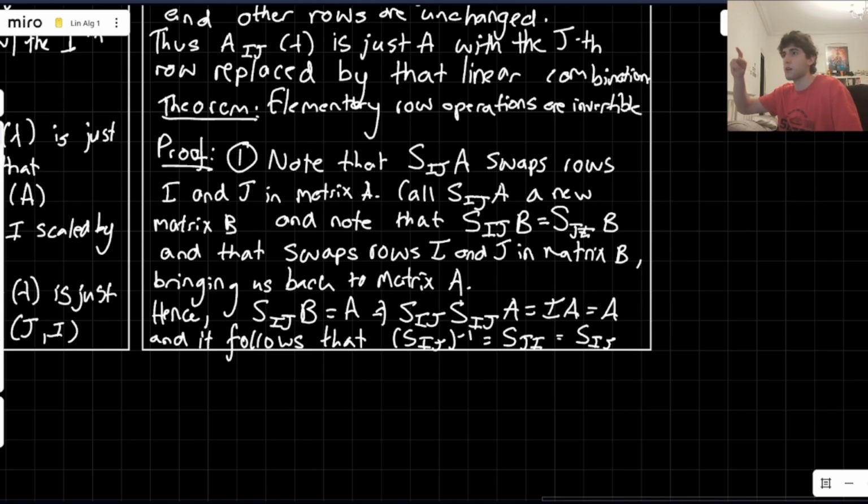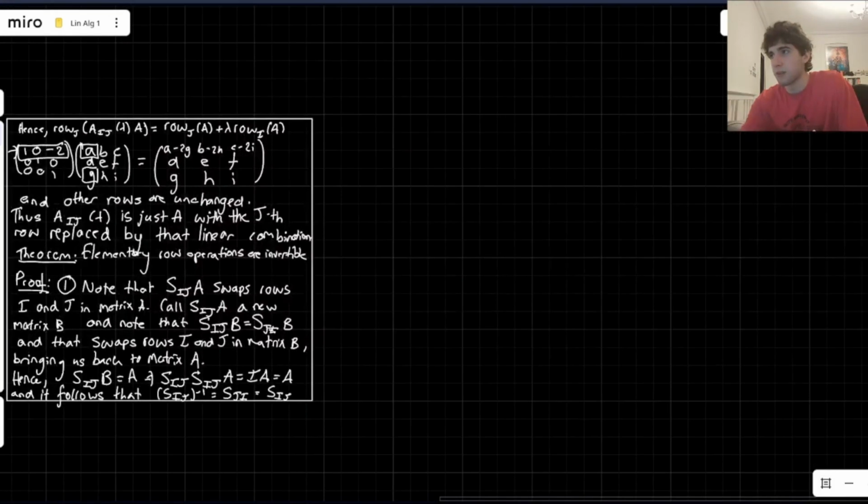And it makes sense because when you swap row i with row j, swapping the same pair again is just going to give you back what you started off with. So that makes sense, right? Okay, now let's look at the other matrices and show that they're invertible.